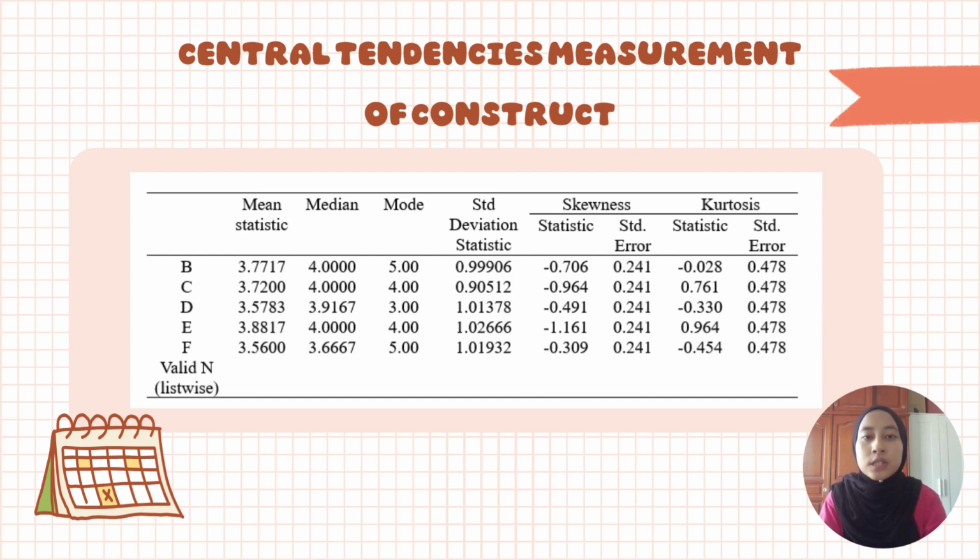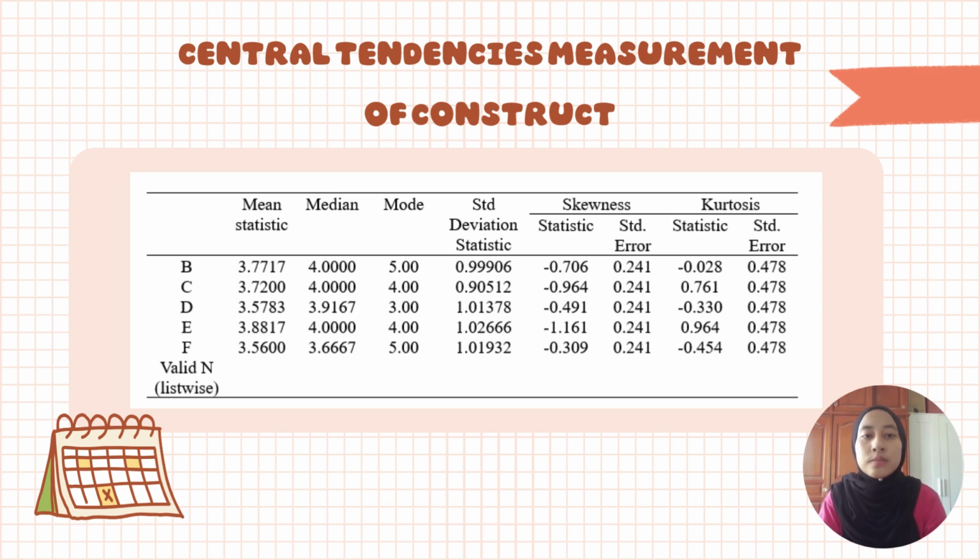For the skewness values, all values are within the acceptable range of plus or minus 2, meaning data is normally distributed. Technology is 0.706, mode 0.964, interaction is negative 0.491, platform 1.161, and student academic performance is negative 0.309. The kurtosis values are also within plus or minus 2: technology is negative 0.028, mode 0.761, interaction is negative 0.330, platform 0.964, and student academic performance is negative 0.454. All skewness and kurtosis values are within the normal range, so data is suitable for further analysis.